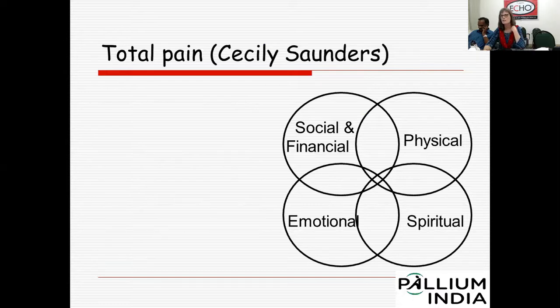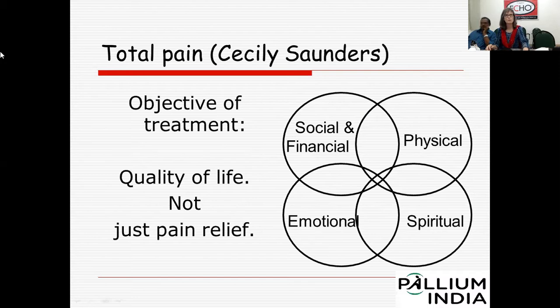So Cicely Saunders is the founder of the hospice and palliative care movement from the UK, and she coined the term total pain to describe exactly this. To describe physical pain, which is what we all associate with pain.